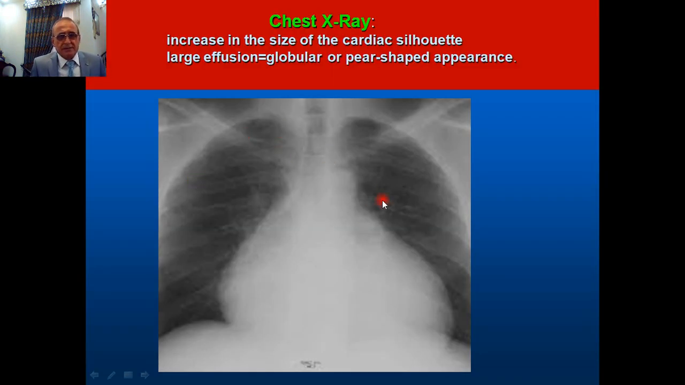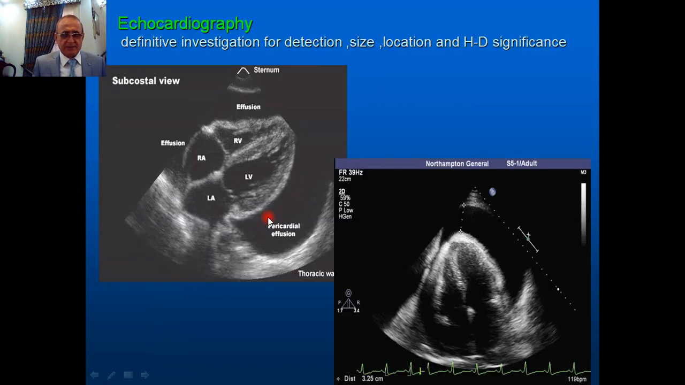The chest x-ray is very informative. Obviously, you can see cardiomegaly with an increase in the size of the silhouette of the heart, which is rather smooth, and with a large effusion it will be globular or pear-shaped. Of course, the definitive diagnosis will come by echocardiography. This is an ultrasound of the heart.